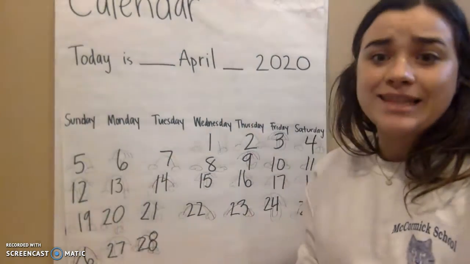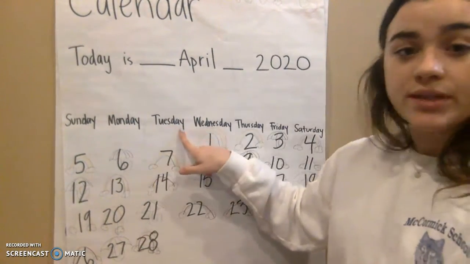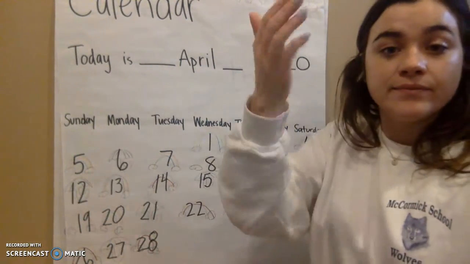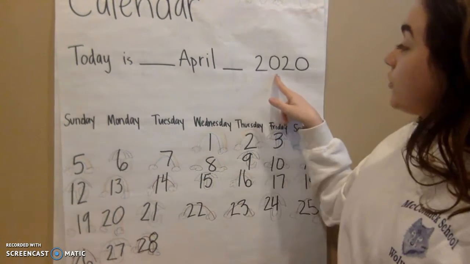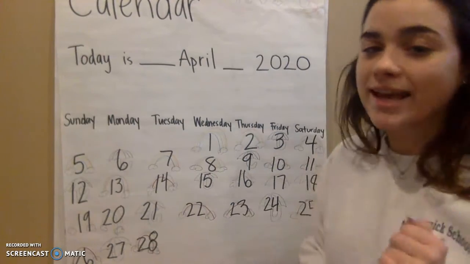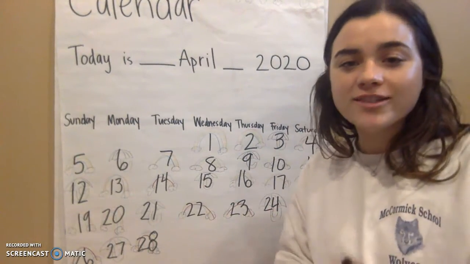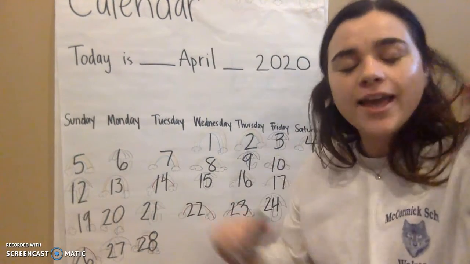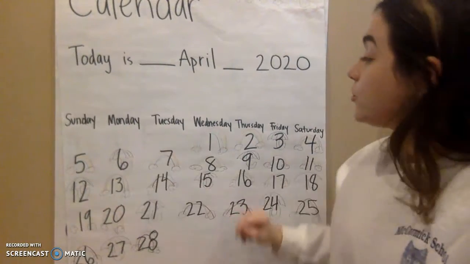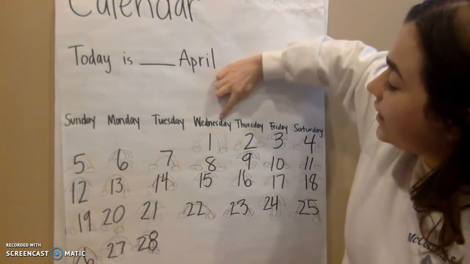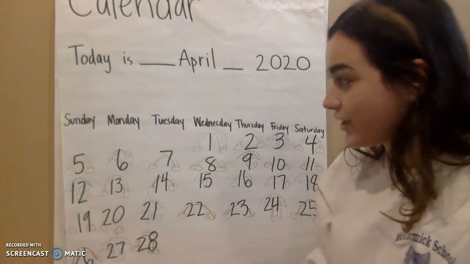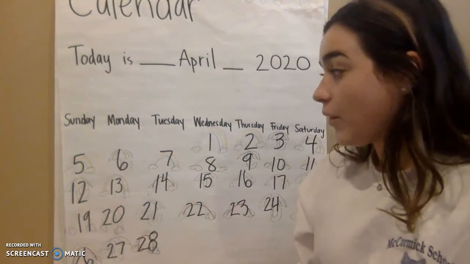Now it's time for us to say the date. Today is Tuesday, April 28, 2020. Today is Tuesday, all day long. Yesterday was Monday, tomorrow will be Wednesday. Very good, you guys. Now let's talk about our activity.